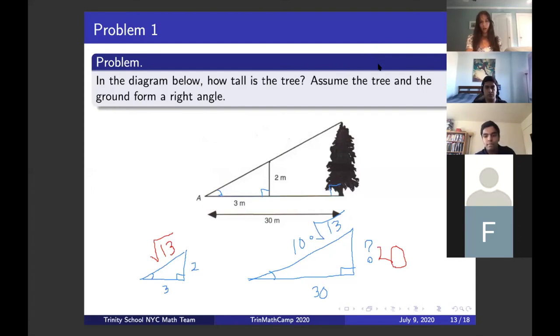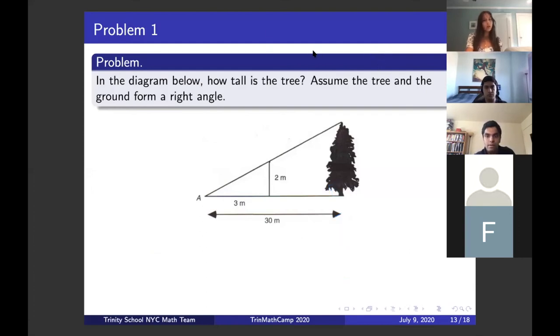All right, let's go on to our next problem. I need to click mouse. Okay.